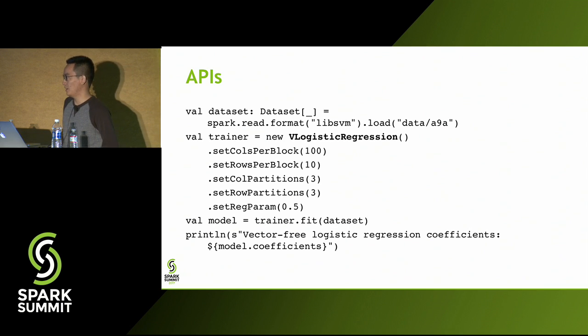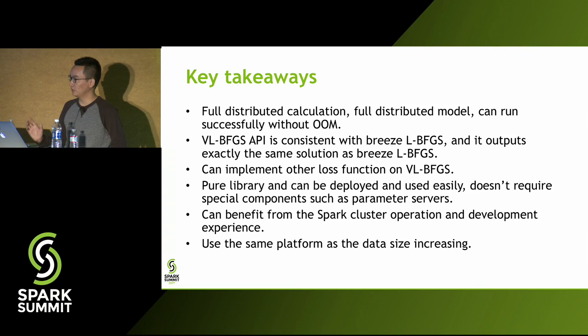In the following, let's take a look at the API. The API is very similar to the MLlib API. It only adds some extra parameters. So if you are familiar with MLlib, you can easily use it. And these are the key takeaways, or key features, of VL-BFGS. You can just say it's a fully distributed calculation and a fully distributed model, and since it's fully distributed, it can run successfully without OOM. And the API is consistent with MLlib's L-BFGS. The output is exactly the same.